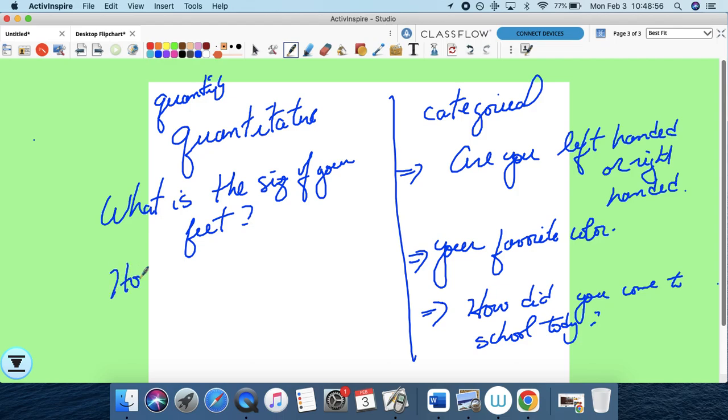How many pairs of shoes do you own? And then what kind of answer are you going to give? You're going to give a numerical answer, right? What is the size of your feet? Again, another numerical answer. As opposed to these ones on the right, they are non-numerical. Are you left-handed or right-handed? What's your favorite color? How did you come to school today?